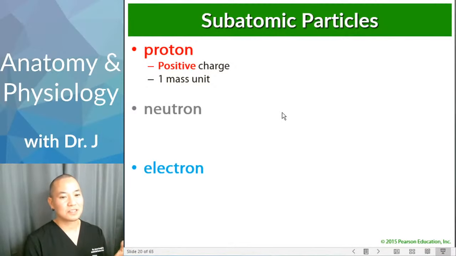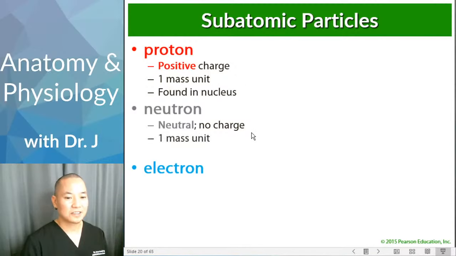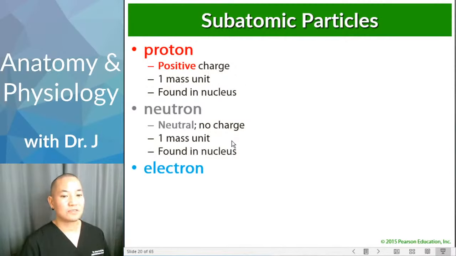They have one mass unit, and this is a relative unit. And they're found in the nucleus, so the location of the proton is important. And neutrons. Neutrons sound like neutral, right? And therefore they have no charge, no electrical charge. They have an equal mass, so they have one mass unit as well. And they're also found in the nucleus.